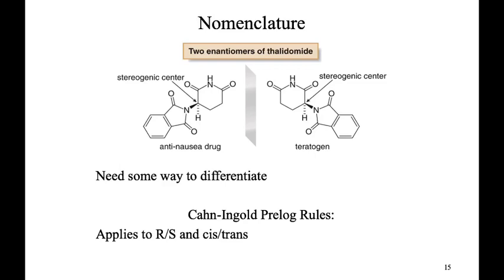Nomenclature. If we go through and take a look at these two structures, they are mirror images of each other. Okay? This version of it, we have a wedge, so the nitrogen's aimed at us. So this whole structure is now coming out of the plane towards you. That molecule is an anti-nausea drug, so you don't throw up. Cool.